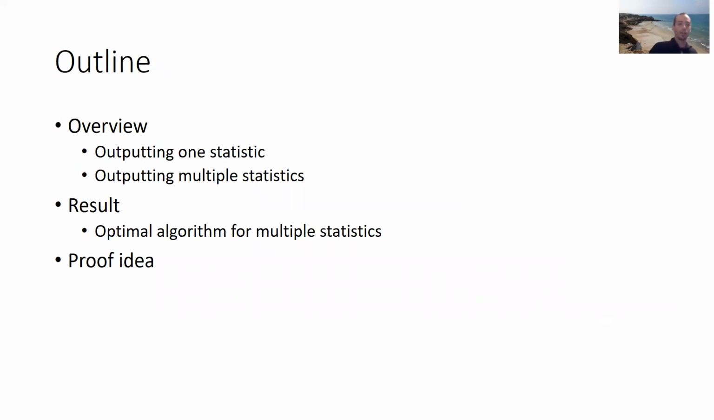Now let's move to the outline of the talk. First, we'll discuss a mechanism that outputs one statistic, and then a mechanism that outputs multiple statistics. This would be an overview of prior work. Then I'll give the result of this paper, which gives an improved algorithm for answering multiple statistics. And then some proof ideas, if we have time.